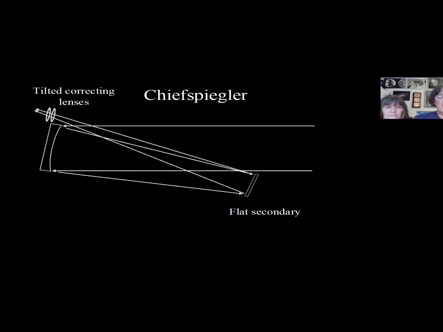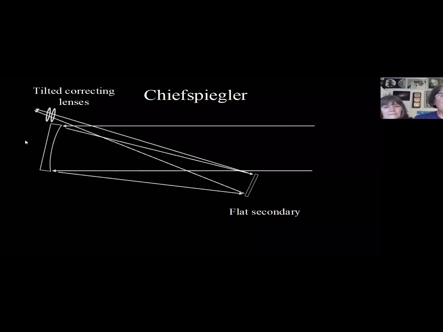Schiefspiegler just uses a regular parabolic primary, a flat secondary, and it uses these corrective lenses, which are tilted at the same tilt as the primary, to kind of undo the damage from having a primary mirror that's tilted. And it actually works reasonably well.